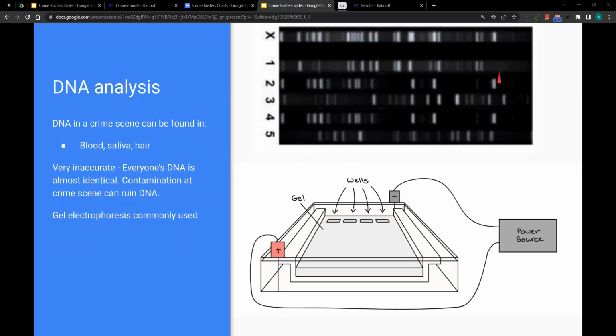So you can see in this example here, this DNA particle went the farthest, which means that this piece of DNA is the biggest DNA in the entire bunch. And the reason that happens is because of this power source. And can anybody tell me which one of these 1, 2, 3, 4, 5 matches with X? Tell me through chat.